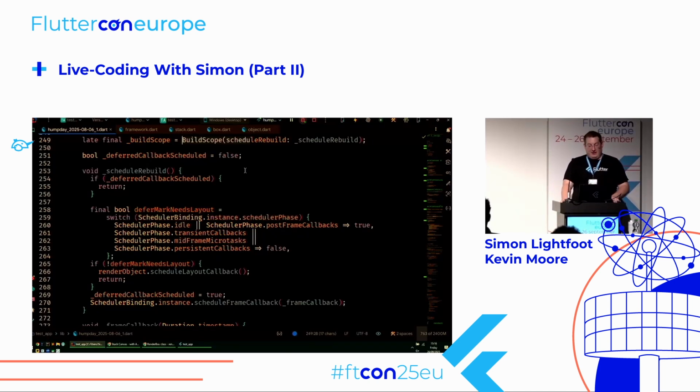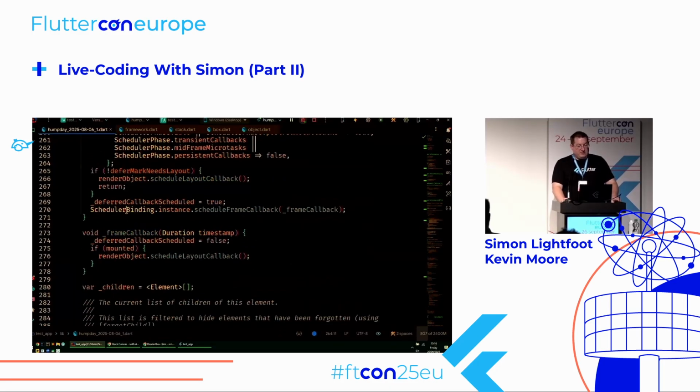The way you get around that most of the time is just pop your function in a schedule microtask, and that would be guaranteed to happen because microtasks are processed, mid-frame microtasks. They're processed at a later point in the phase, so you're guaranteed that they'll be processed later, not now. There is also this scheduler binding instance, which allows you to issue callbacks at different times. In this case, it's a frame callback. So this is saying not just schedule the next frame, but also call me back at the next frame.